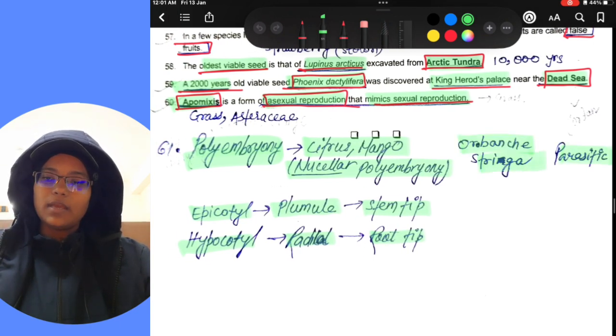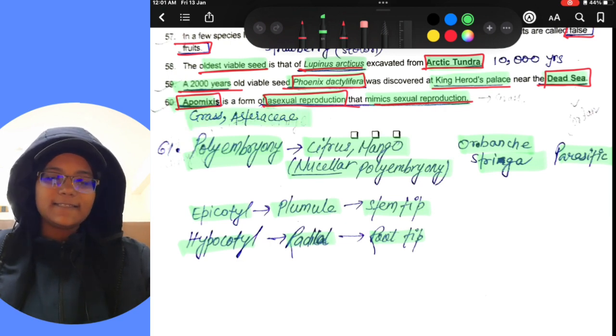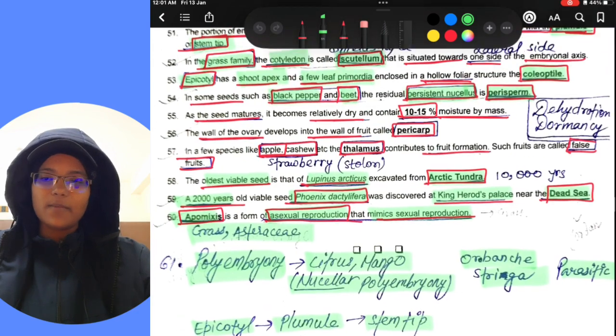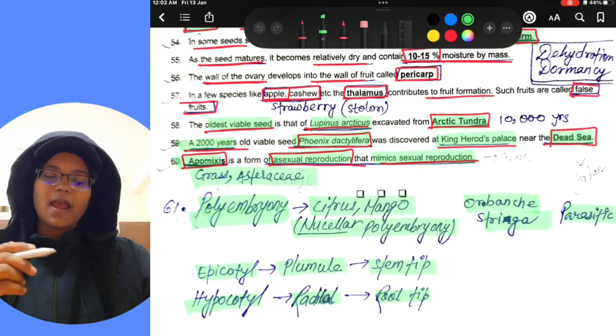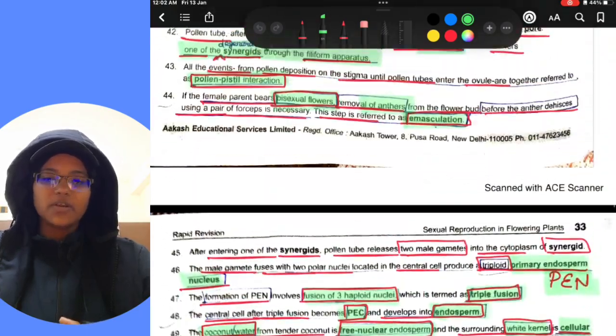Apomixis is seen in the grass and Asteraceae family. So they can ask you this in the exam.